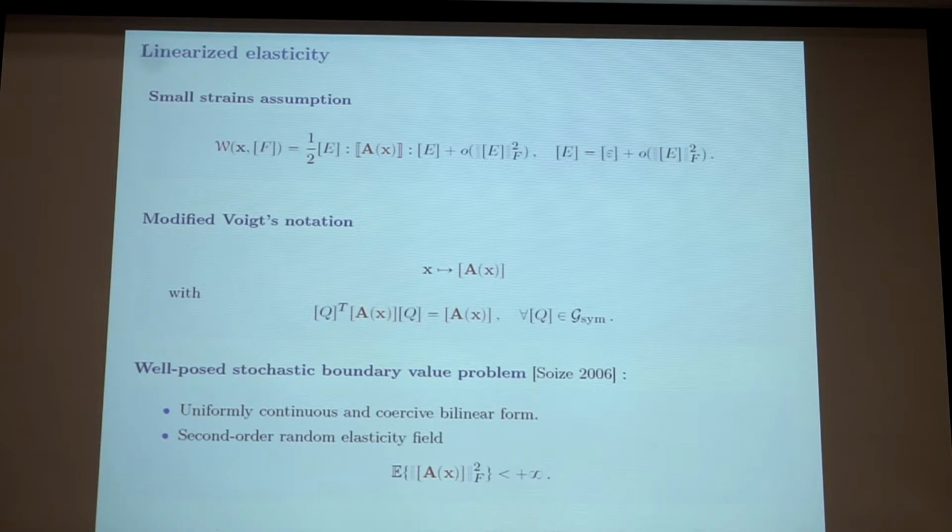And in practice, it's even more convenient to work with a matrix representation of this tensor by using Voigt's notation, for instance. So it gives us a 6x6 random matrix, which, due to the symmetry properties of the material under consideration, satisfies some invariance conditions like this. And so it has been shown that in order to have a well-posed stochastic boundary value problem at small strains, we need to have a uniformly continuous and coercive bilinear form in the weak formulation, and we also need to have a random elasticity tensor with bounded second-order moments.